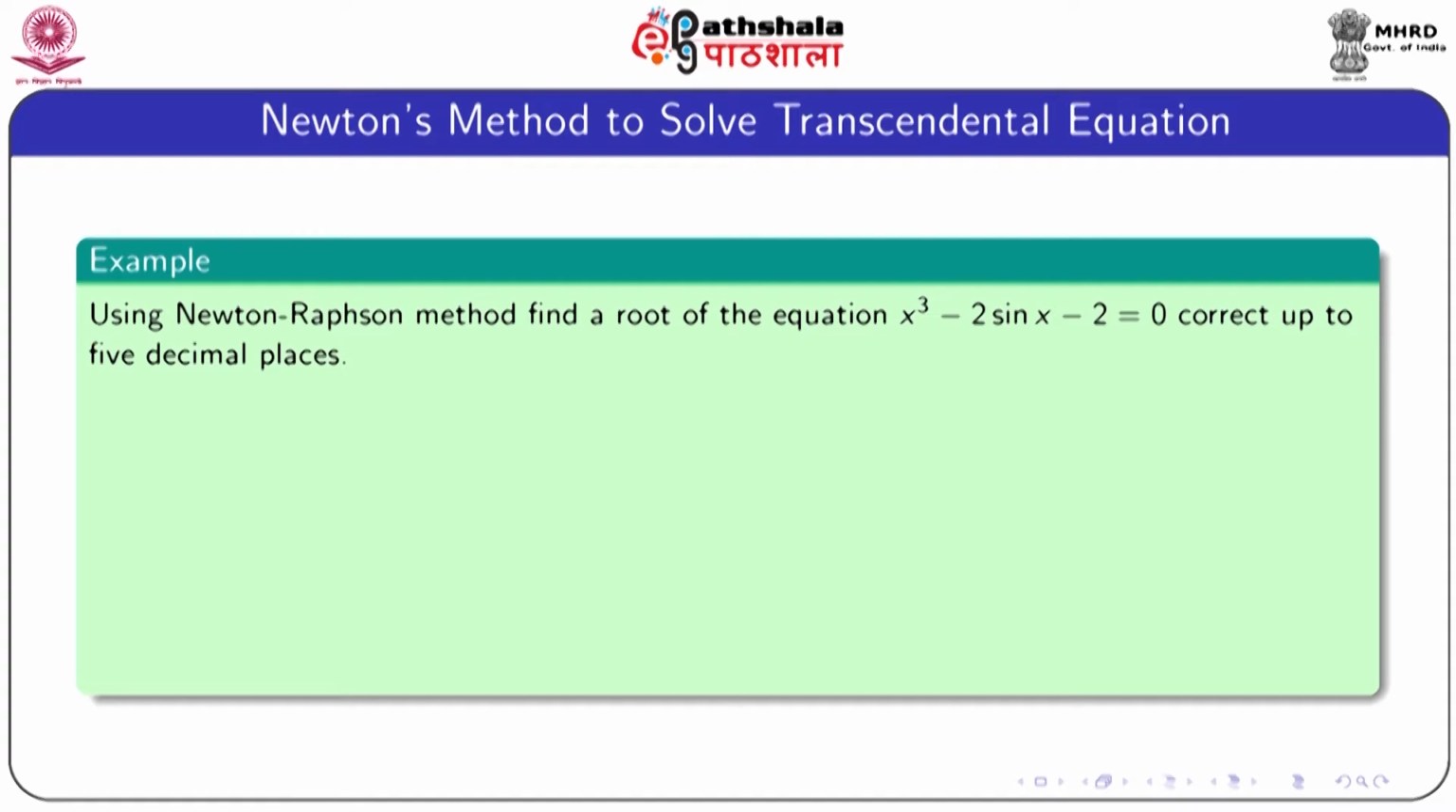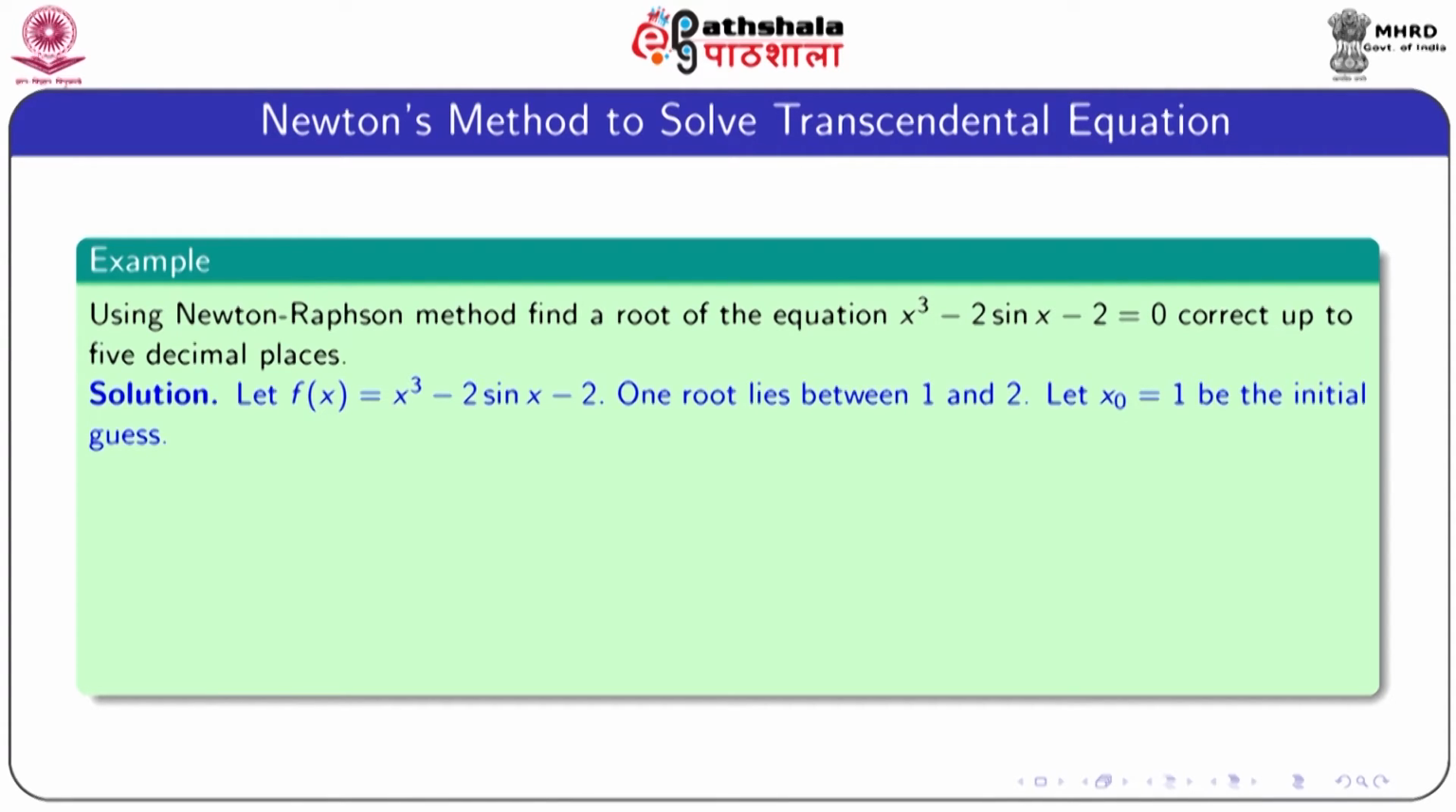Now we consider an example to illustrate the Newton-Raphson method to find a root of the equation x cube minus 2 into sin x minus 2 equal to 0, correct up to 5 decimal places. Note that this is a transcendental equation. Let f(x) equal to the given equation, that means the function f(x) = x cube minus 2 into sin x minus 2, and it can be easily verified that one root lies between 1 and 2.